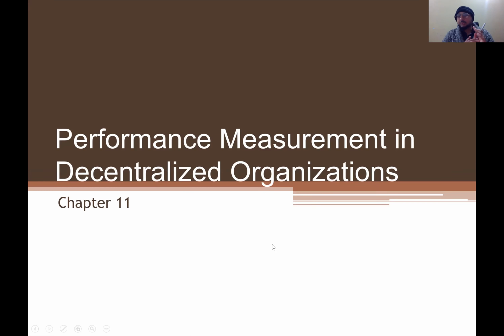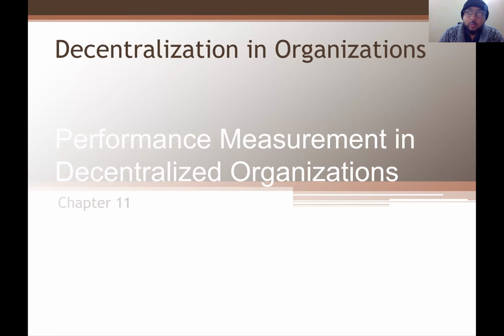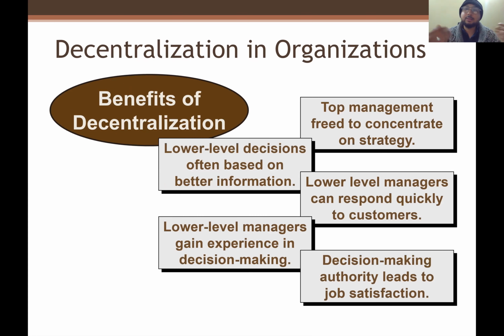Okay, so our today's chapter, which is the last chapter, is performance measurements in decentralized organizations. So what does decentralized organization mean, or what does decentralization in organization mean? It means that the authority to make decisions on the spot is given to lower level managers or lower level staff or supervisors. So if a customer comes to you and asks about some solution of the problem, you don't have to call the head office to take instruction regarding the decisions, or you're not given that authority to decide on the spot.